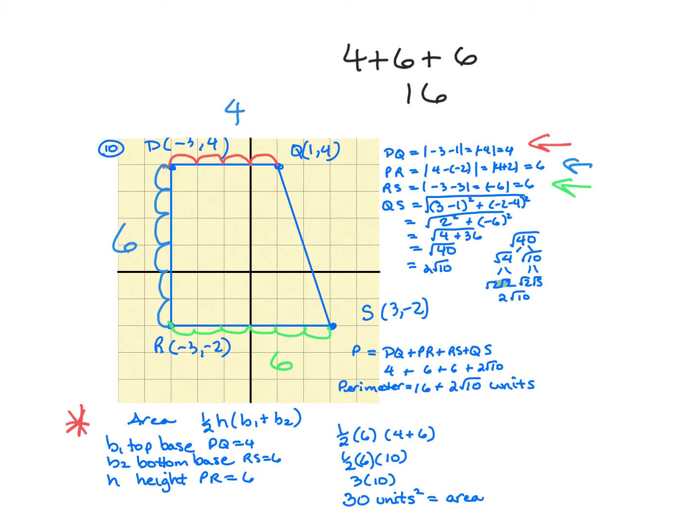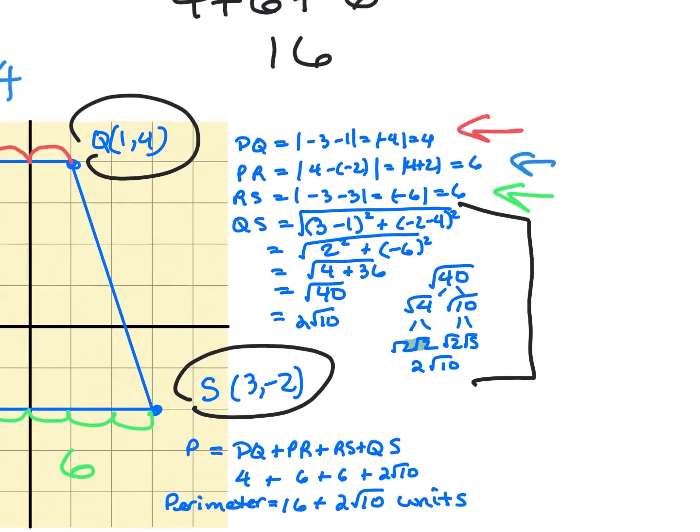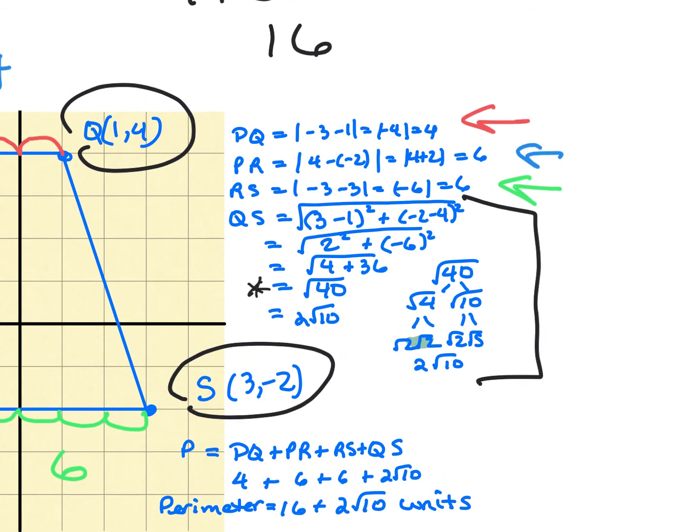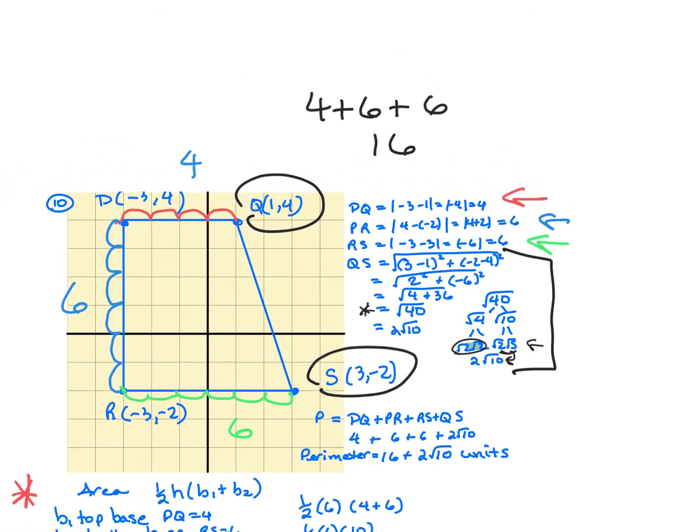Now, any diagonal side in any shape must be done using the distance formula. And that's what I did right here for QS. Once I plugged in this ordered pair Q and this ordered pair S into the formula, I got the square root of 40. You must simplify that. I could break it down into 4 times 10, and then into 2 and 2, 2 and 5, found my pair of 2s, the 2 came out. These didn't pair, so I multiplied them back. So then for your perimeter, you can't add the 2 radical 10 to the 16, so you just put it side by side, and these would be units.